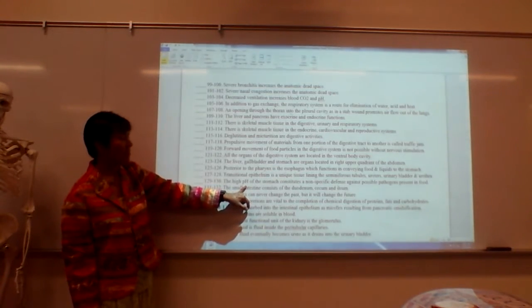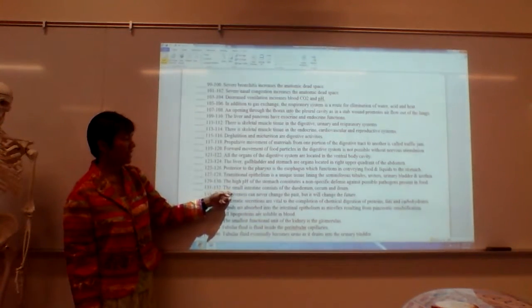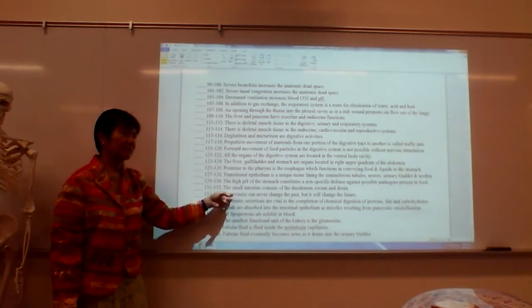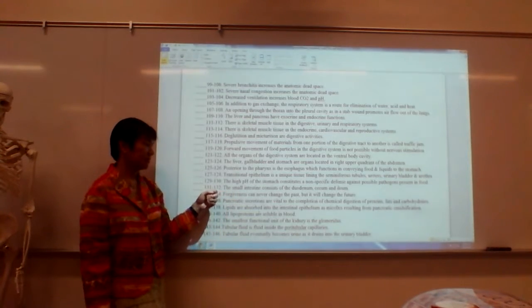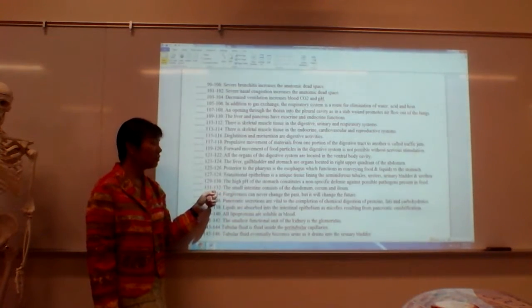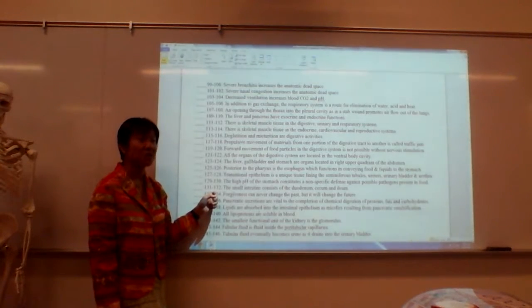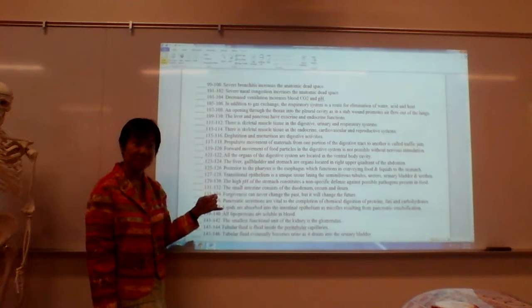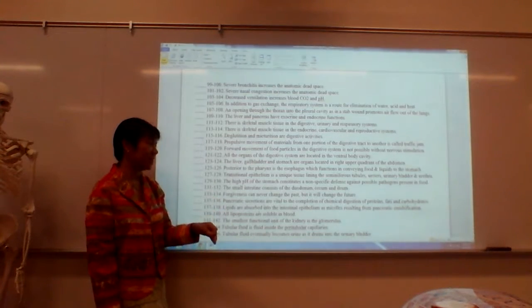Really good. Okay. The small intestine consists of the duodenum, the cecum, and the ileum. That middle one looks wrong to me. It doesn't only look wrong, it's wrong, because the cecum is the colon. The three parts of the small intestine are the duodenum, jejunum, and ileum.